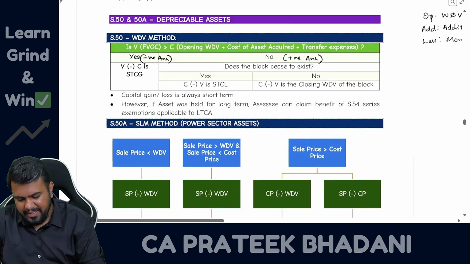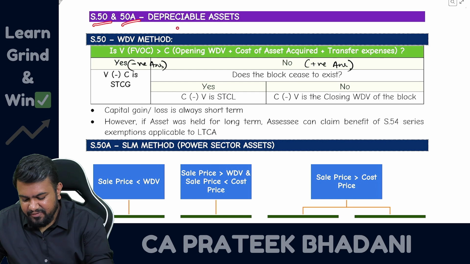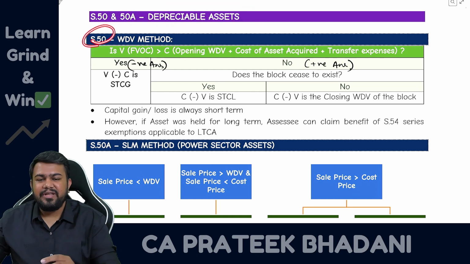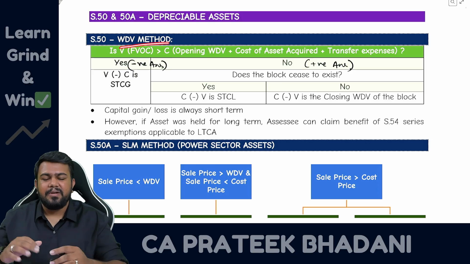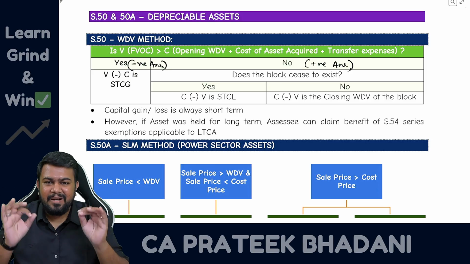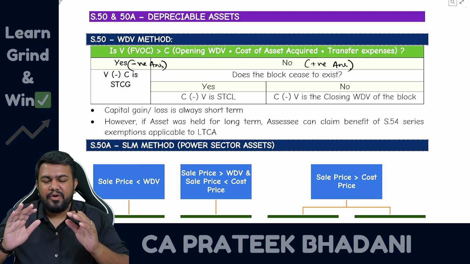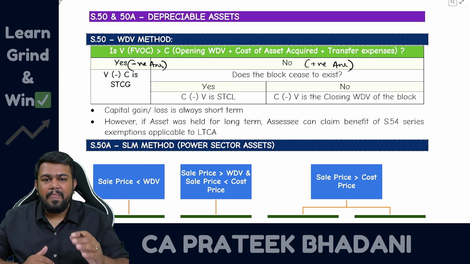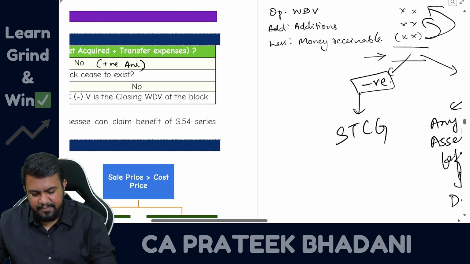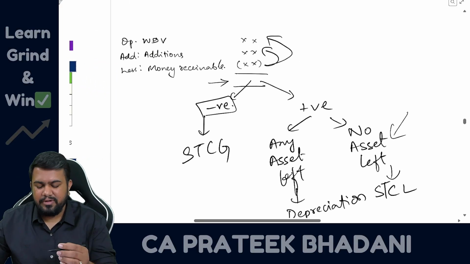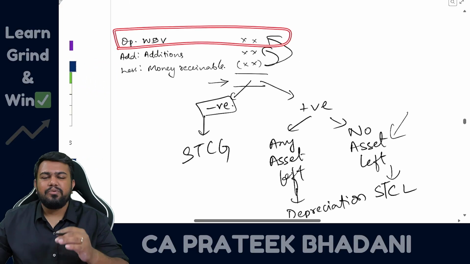Now let's talk about the next case. Section 50 and section 50A, which deal with depreciable assets. Firstly, let us discuss section 50, which talks about the WDV method, because for almost all assessees it is compulsory to opt for the WDV method, and it is a block of asset method. Now in WDV method asset calculation, how will the capital gain arise? Let us see. Whenever you are calculating under the WDV method, first you will see what is the opening WDV of the block.